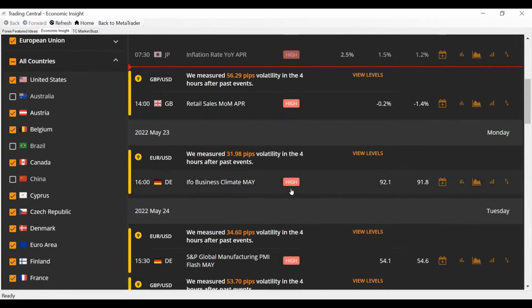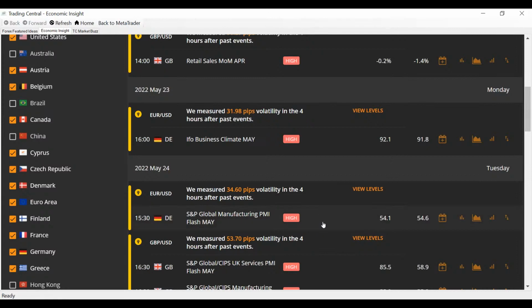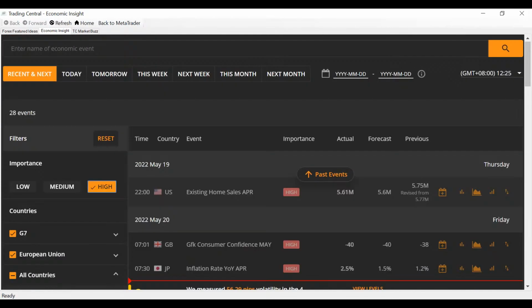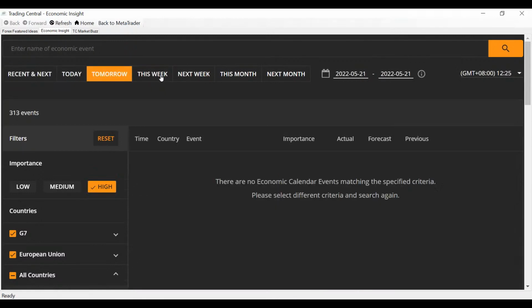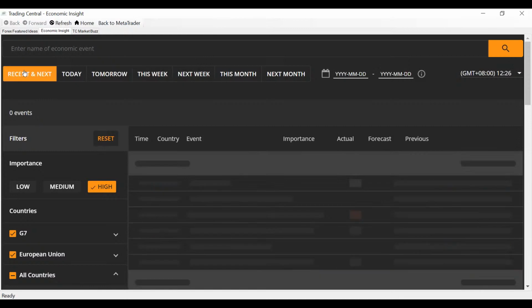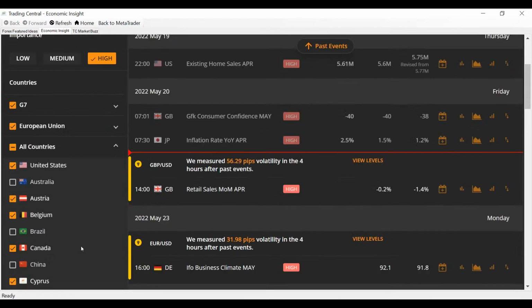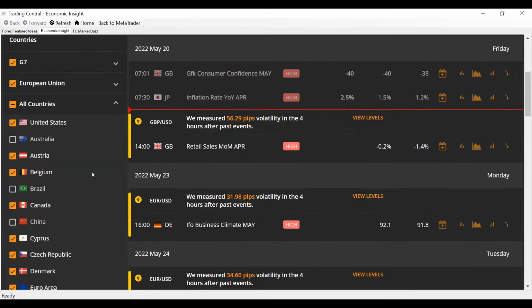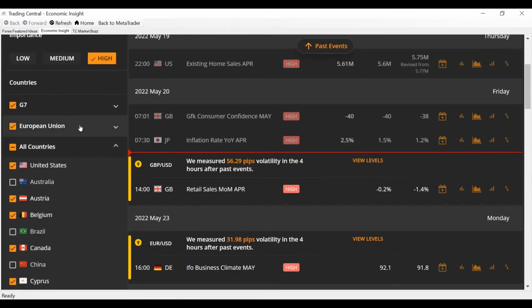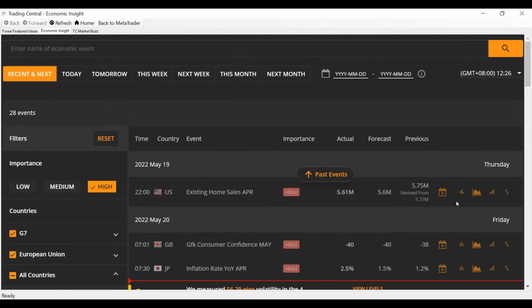So I think this would give you a much clearer, more nuanced picture of how the economic calendar functions and what each of these events mean to your trading. Okay, so aside from this recent and next, you could also filter them by today, tomorrow, this week, next week, depending on your trading horizon. And there are many other features. Depending on what currency you want to trade, you can also filter them by geographical region. Okay, so that is the Economic Insight.